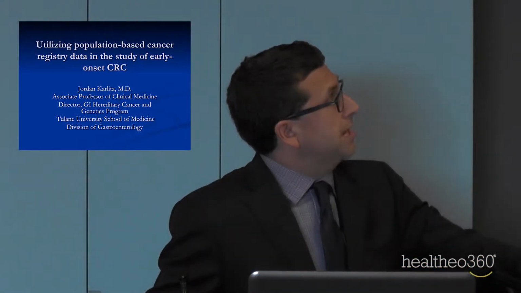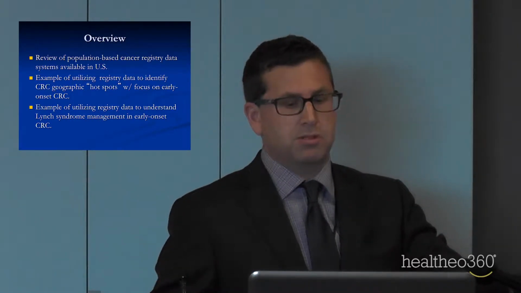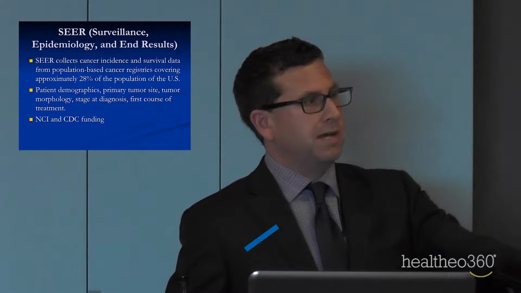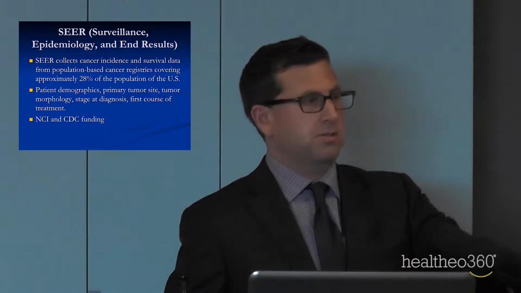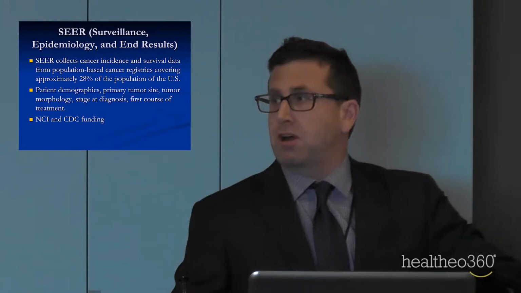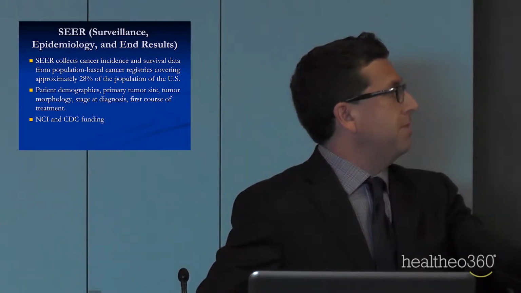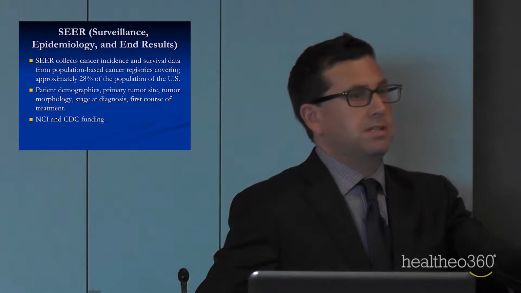So just to go over the first data system, I'm sure everyone's familiar with this. This is the Surveillance, Epidemiology, and End Results Program. The SEER collects cancer incidence data and survival data from population cancer registries that cover about 28% of the US population. So it really gives you a broad overview of the US in terms of colon cancer incidence, mortality. Some of the variables included in SEER include primary tumor site, tumor morphology, stage, treatment, et cetera. And the SEER registries are generally funded by the NCI and/or the CDC.